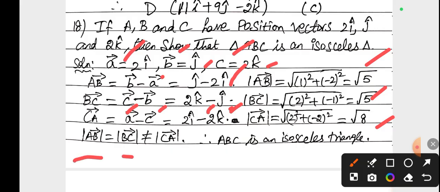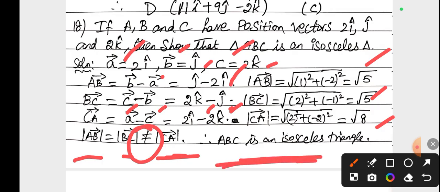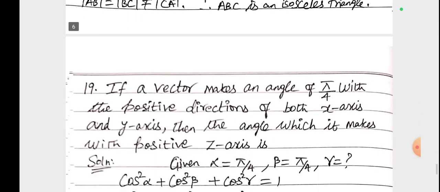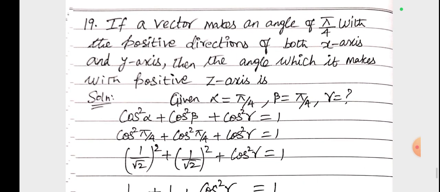Magnitude of AB and magnitude of BC are equal, but magnitude of CA is not equal. Therefore, the triangle ABC is an isosceles triangle. So kindly prove, this is 2 marks, easy. Even they can ask equilateral triangle, right angle triangle, that type also.